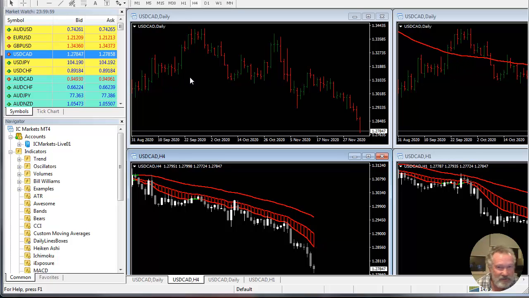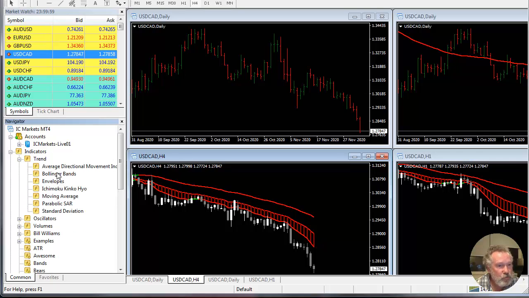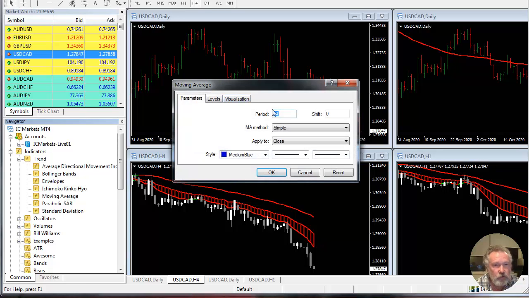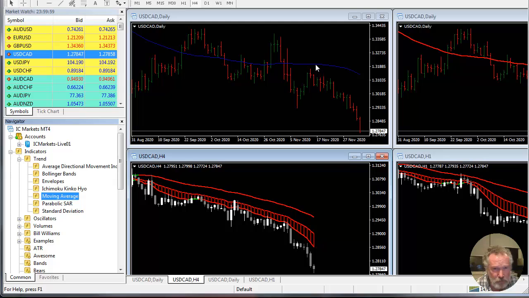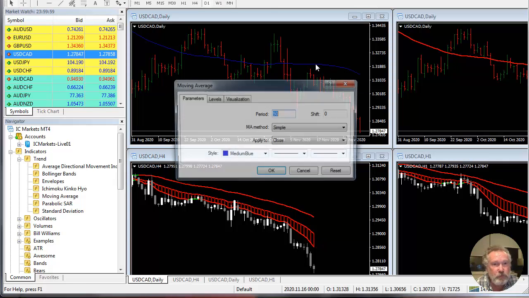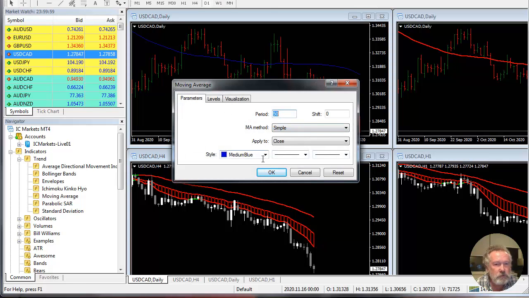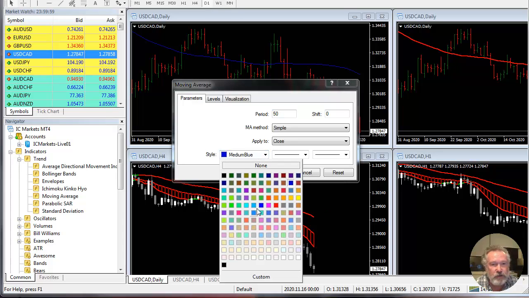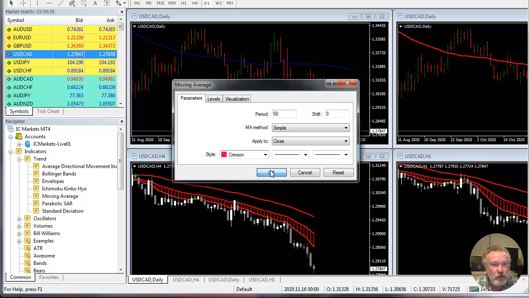What I'm going to do is stick this line on. This is just a moving average line. So I'm going to stick this line on the chart that's in the middle. It's a trend indicator, a moving average, which is this one here. I'm just going to drag it across and choose the period. I want 50 days and I want a simple moving average. I'm going to make it blue. I prefer to make it red. There's a reason for that: the 50-day moving average is always red.